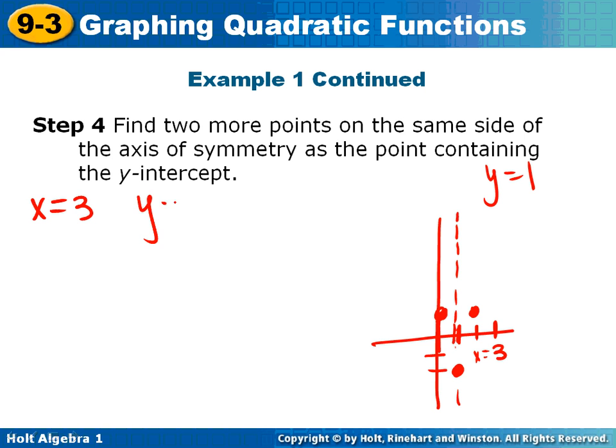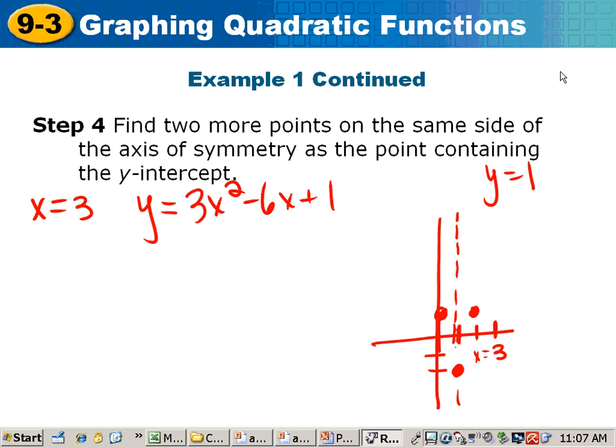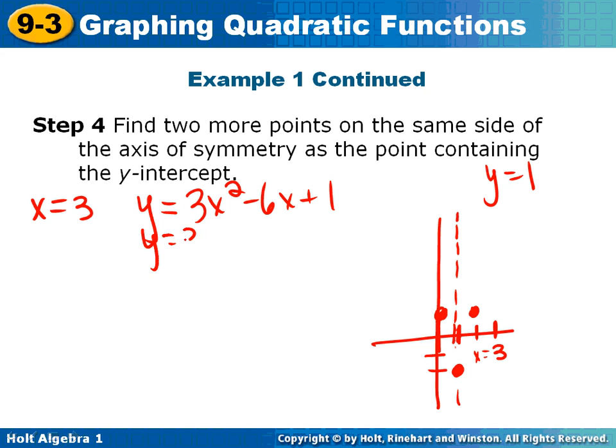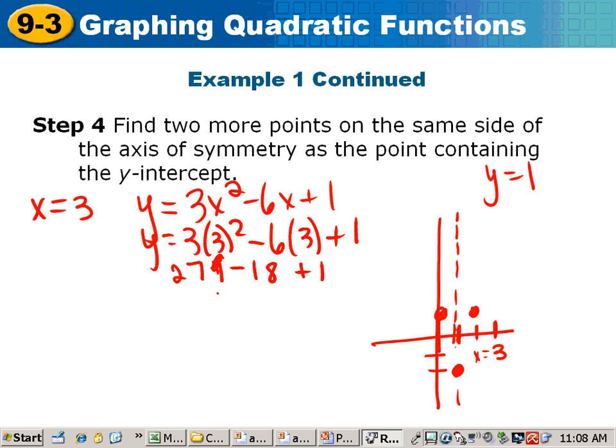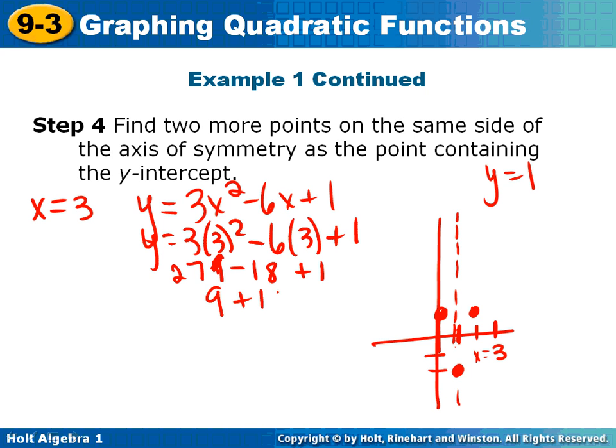Well, I already know what y equals because they gave that to me at the beginning of the problem. So if I want to find out what 3 is, I can just take 3 and plug it in, like so. So 3 squared is 9. 9 times 3 is 27 minus 18 and plus 1. Well, 27 minus 18 is 9, plus 1 is 10. So the point 3, 10 is also a point on my graph.